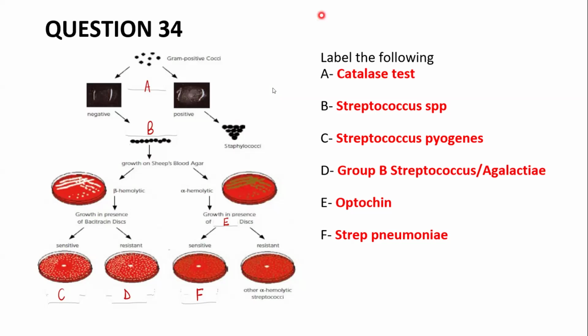Now I'm actually wondering. Oh yeah, that's a good point, because when we want to differentiate these two, the reason we use catalase is because all Staphylococcus species are catalase positive. Not all Staphylococcus species are coagulase positive. That's why we use catalase rather than coagulase. Is that clear? Does it make sense?